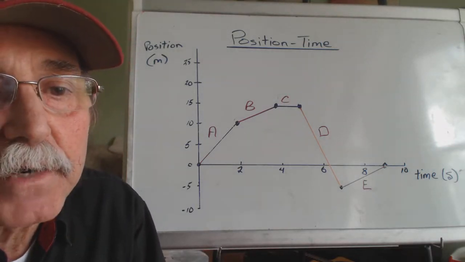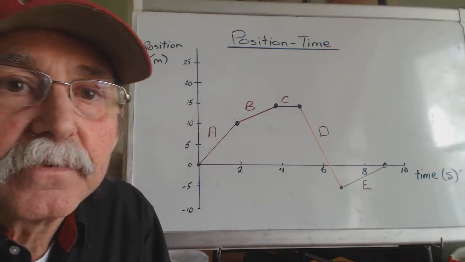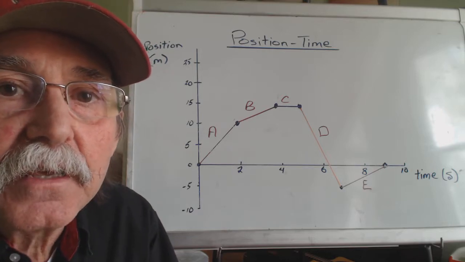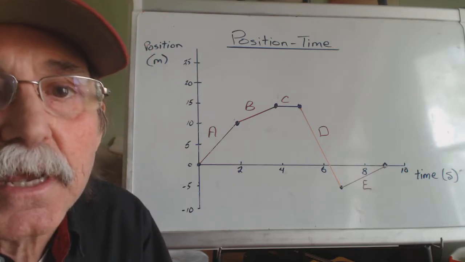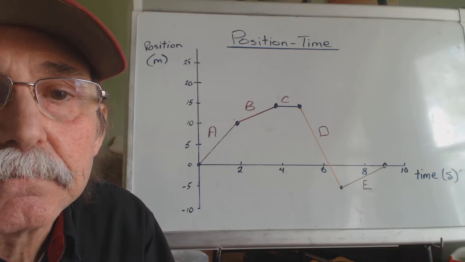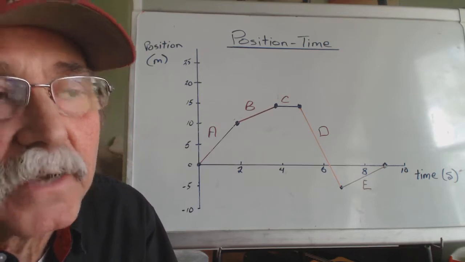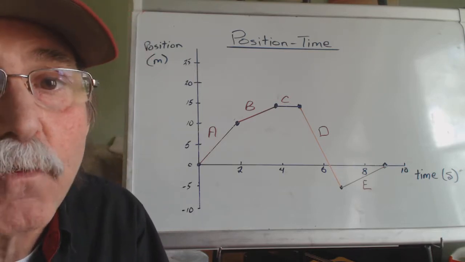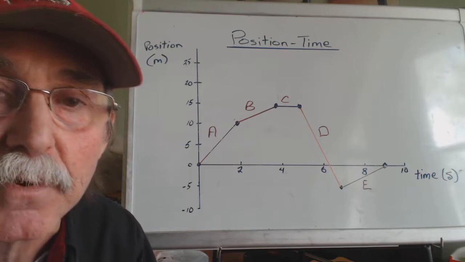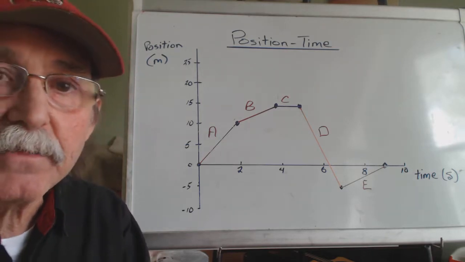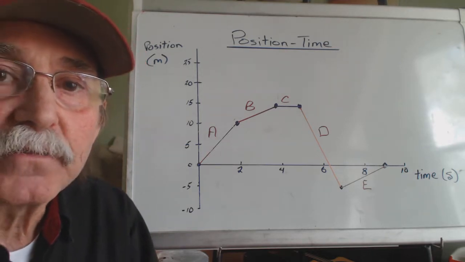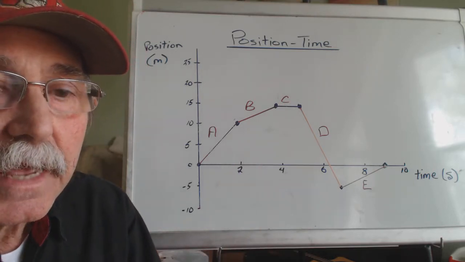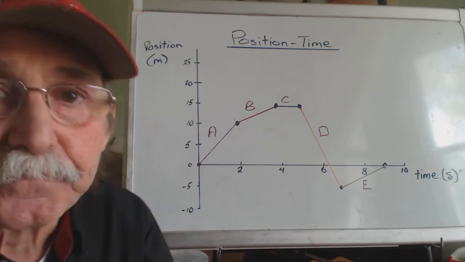I want to talk about quantitative analysis as compared to qualitative. If I say it's a beautiful sunny day out there, that's qualitative. If I say it's 25 degrees out there, that's quantitative. Quantitative means quantity, a number. So I want to combine the two, and I want to tell a story of what's happening to this object that's moving. And here we have our graph.